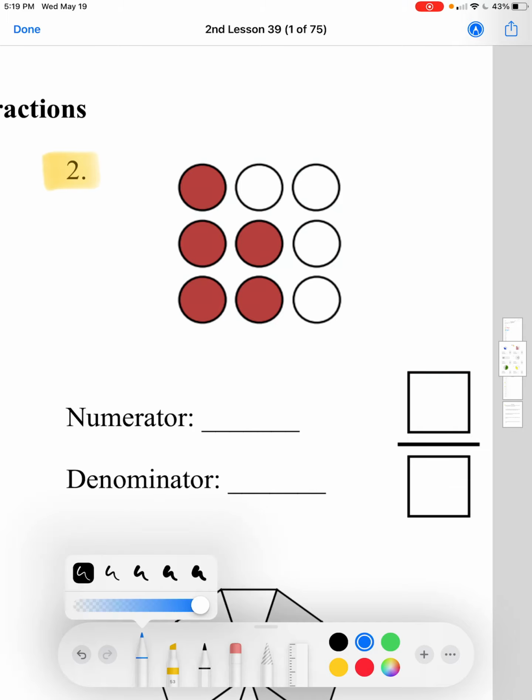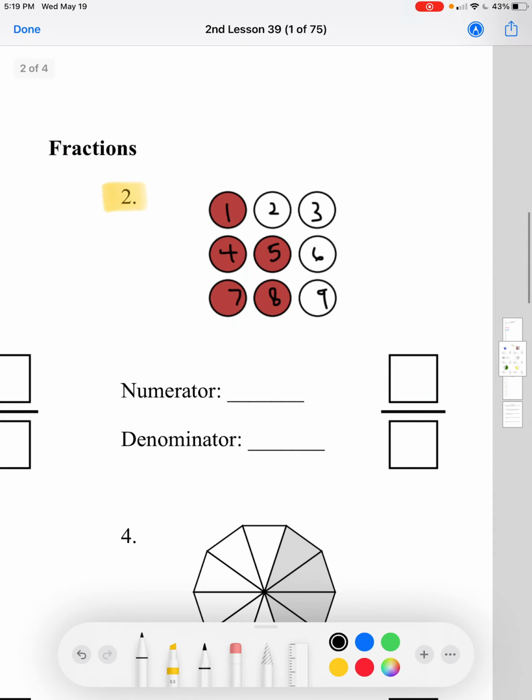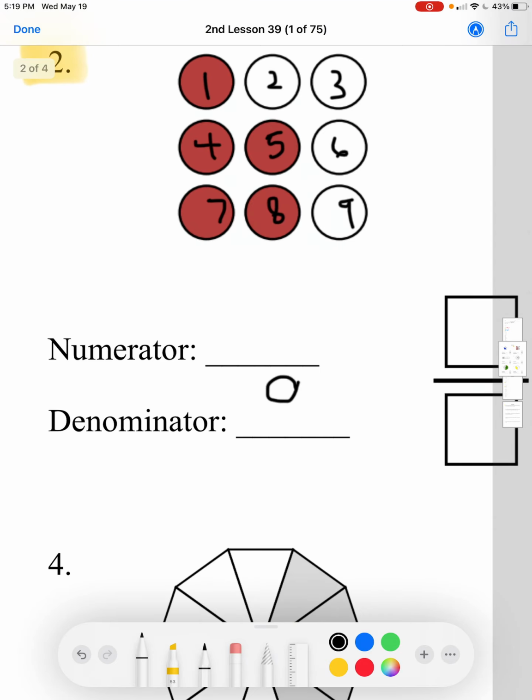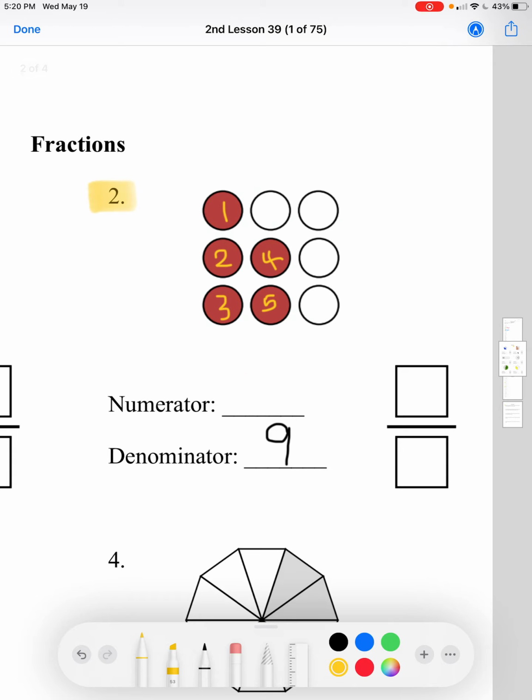So first let's find out how many circles there are in total. We have 1, 2, 3, 4, 5, 6, 7, 8, 9. Remember, the total is the denominator, so we have 9 in the denominator. That's just the total amount of pieces or things we have in a group. And the numerator is the number that we're looking at, which is the shaded circles. So now let's look at the shaded circles. We have 1, 2, 3, 4, 5 shaded or colored circles. So the numerator would be 5.